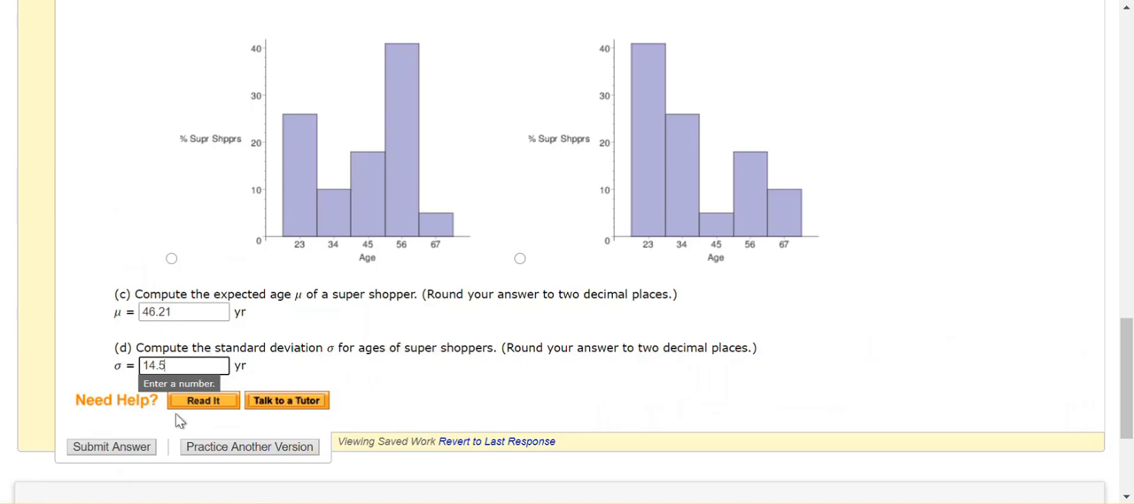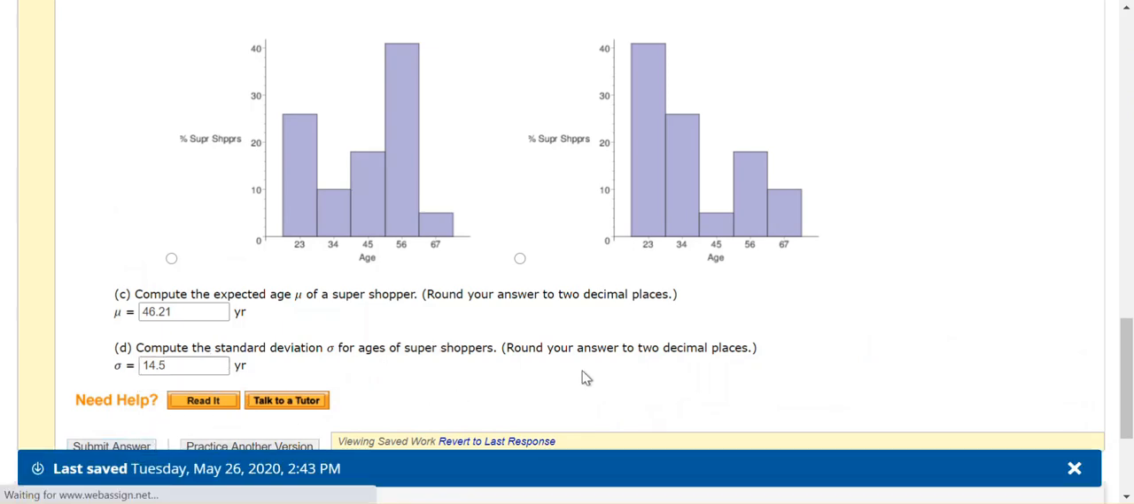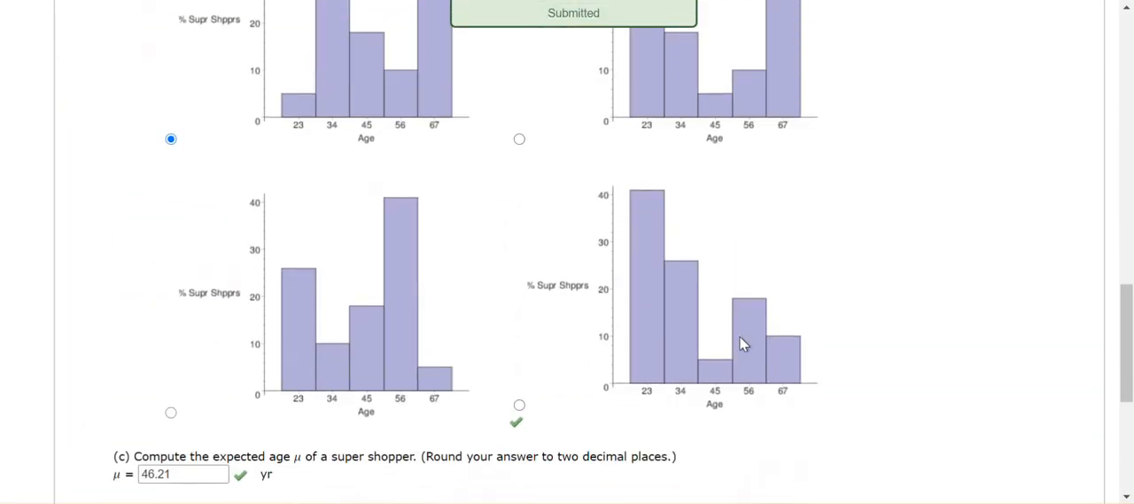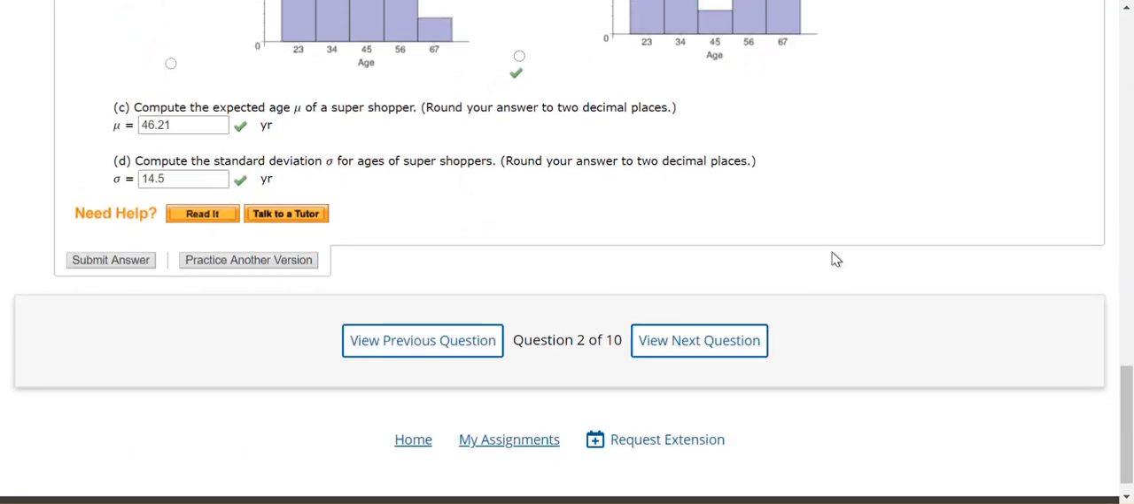Okay, and then I'm going to submit my answer and cross my fingers. Hopefully I haven't made a mistake typing anything in. And it looks like I've gotten all of those answers correct.